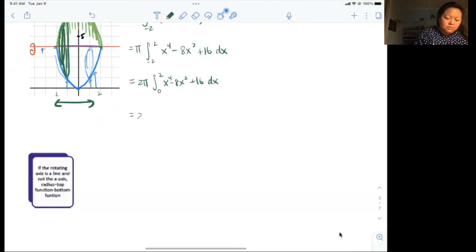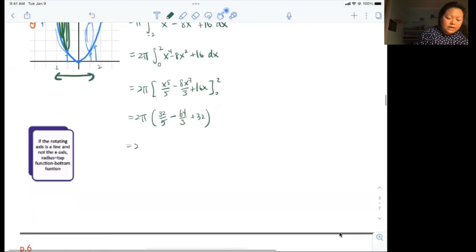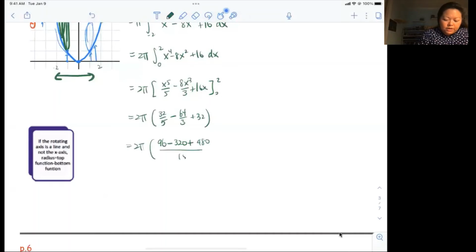Okay, all right, so 2 pi antiderivative of x to the 5th over 5 minus 8x cubed over 3 plus 16x evaluated 0 to 2. Okay, plug in the 2, I get 32 over 5 minus 8 times 8 is 64 over 3 plus 32 minus 0. You don't need to put the 0 in. Okay, so yes, there's quite a bit of calculation here. You really got to get comfortable with adding and subtracting your fractions. I notice again, my common denominator is 15. So if I multiply the first thing by 3, I get 96 minus 64 times 5 is 320 plus 32 times 15 gives me 480 all over 15.